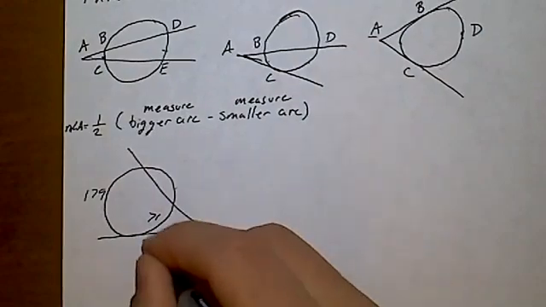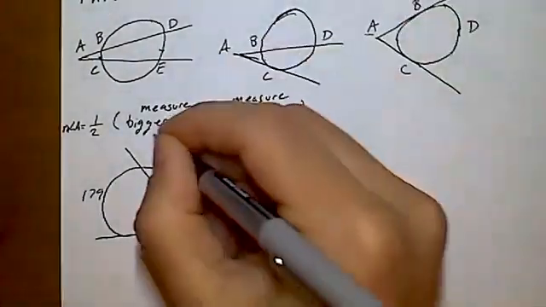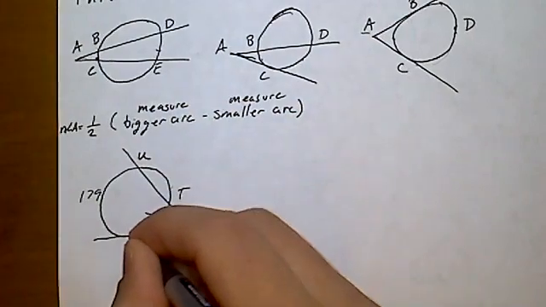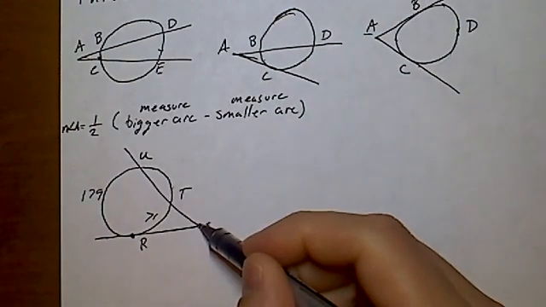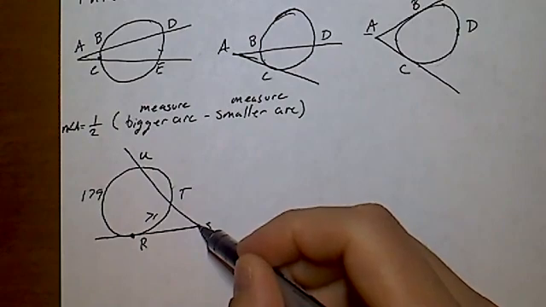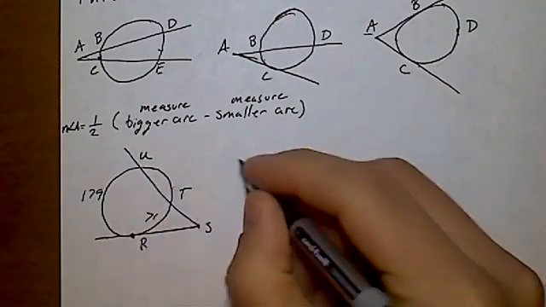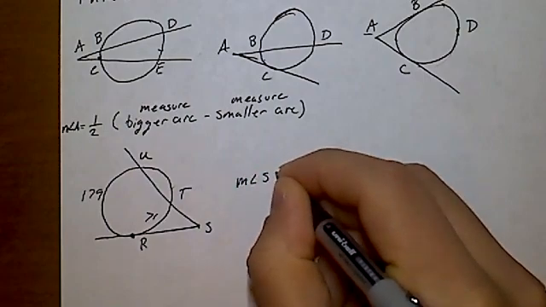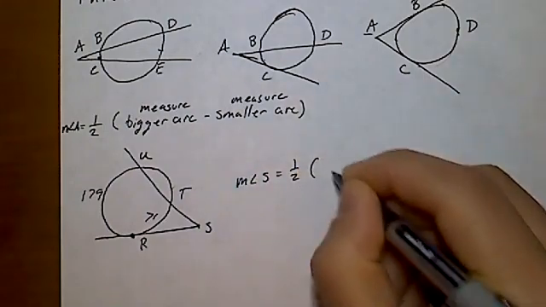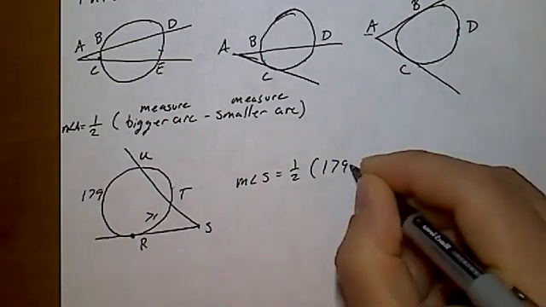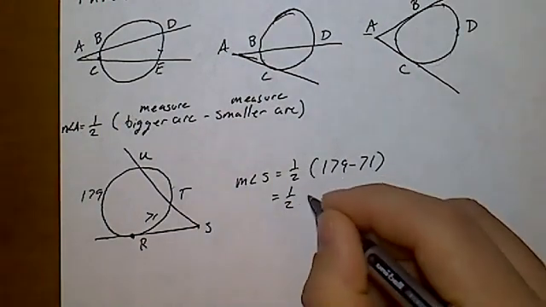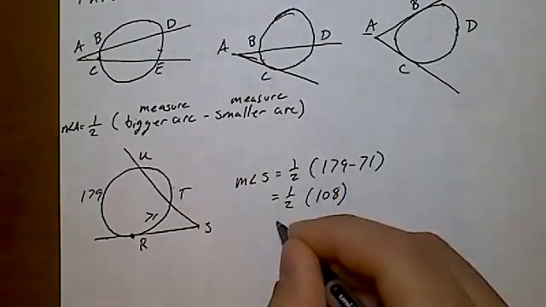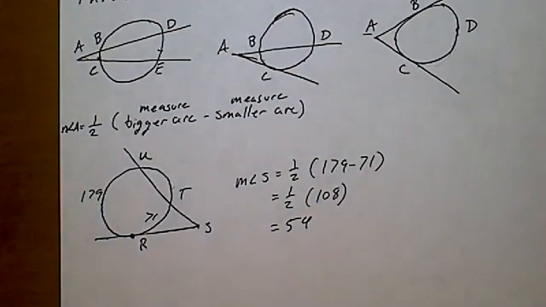S, R, T, U. R is actually over here at the point of tangency. All right, so this is a straightforward one, right? The measure of angle S, S is an exterior point with a tangent and a secant. So it is going to be 1/2 the difference of the larger arc minus the smaller arc. We should get 54.